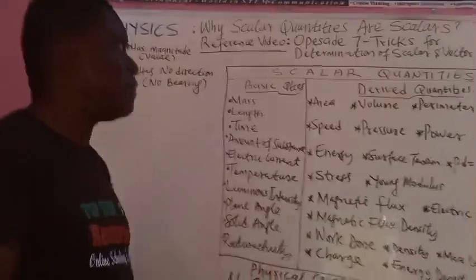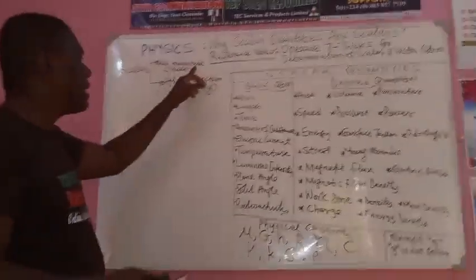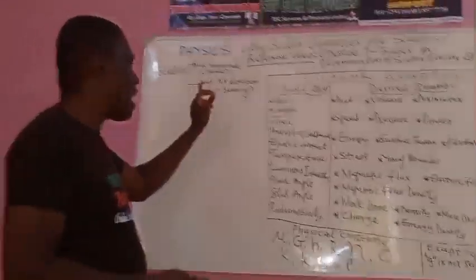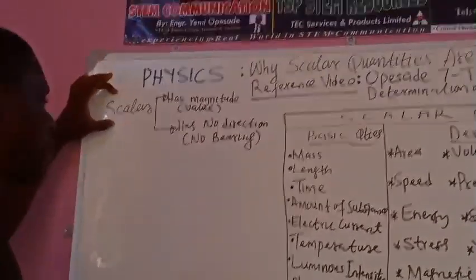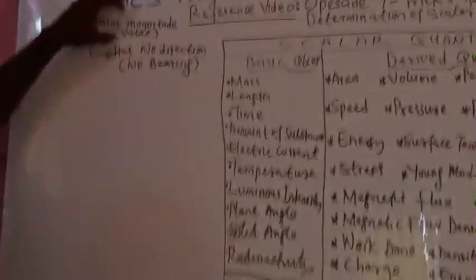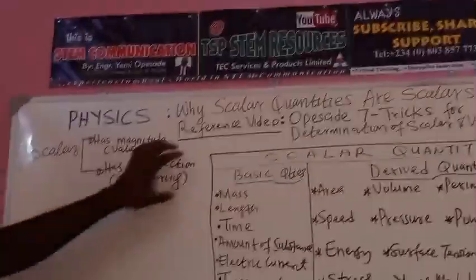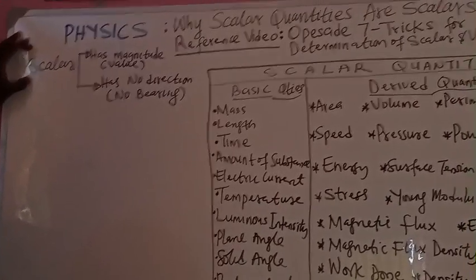What makes them scalars? What makes them to have only magnitude or value, but have no direction or bearing? These are the two major factors that describe a scalar quantity. It must have magnitude, that means it must be variable. It must not have direction, that means it must not have bearing. Then such a quantity is scalar.